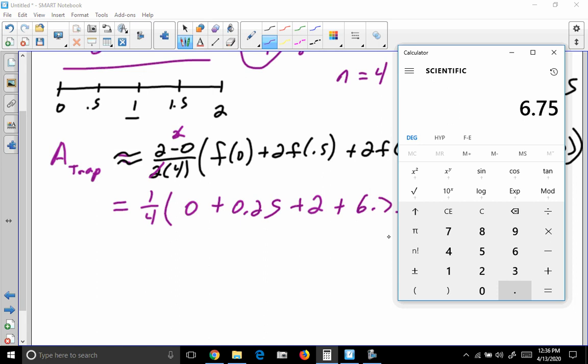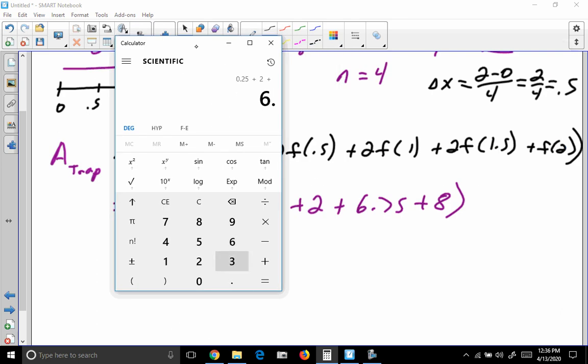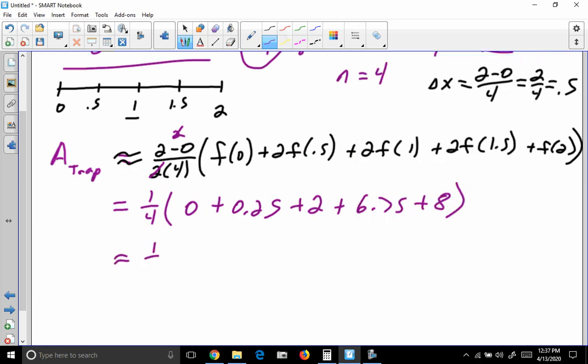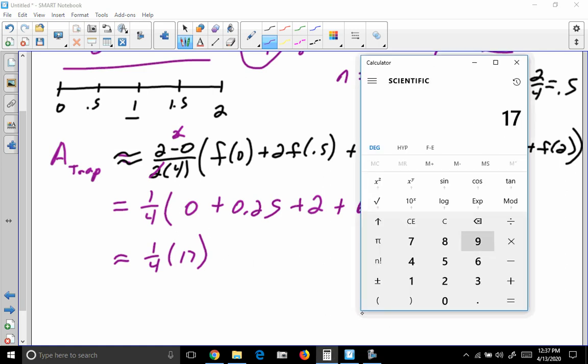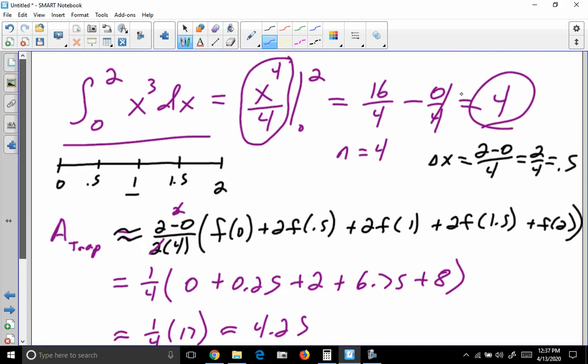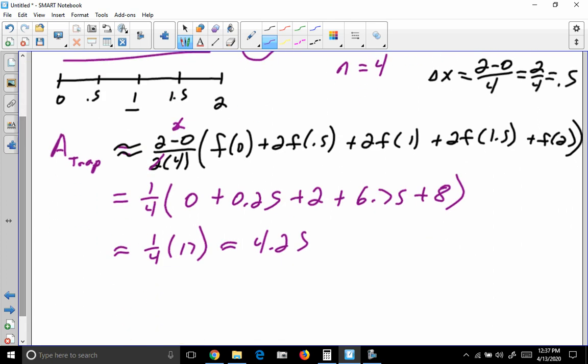So on the inside we have 0 plus 0.25 plus 2 plus 6.75 plus 8. So that is 17 on the inside. And then times 1/4 or divided by 4. So about 4.25 is what our approximation is, which we know the exact area was 4. So using the trapezoidal rule, we're close to that. We're just off a little bit, and that's not a bad approximation.